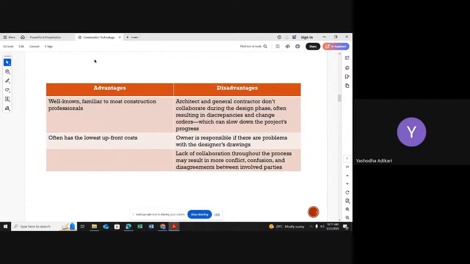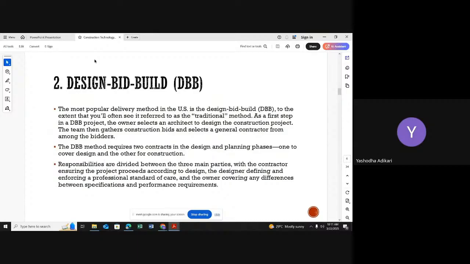In the disadvantages, I can say the architect and general contractor don't collaborate during the design phase, which often results in disruptions and change orders which slow the cash flow down as the project progresses. So this is a very important disadvantage in this procurement method. I have not highlighted it previously.